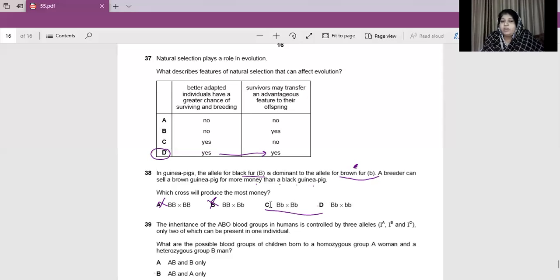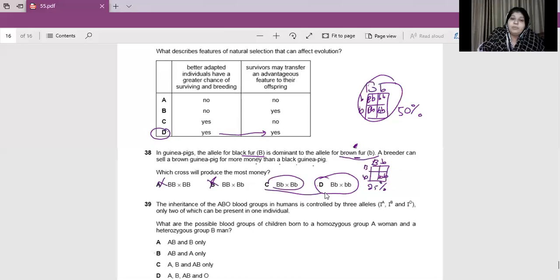Now look at this one. When we are crossing two heterozygous, I'm just making a small Punnett square: capital B small b, capital B small b. You are getting only one small b, right? He needs brown fur, right? Only 25% chances are there. For the remaining one, here you have a Punnett square, capital B small b, and here small b small b. You are getting capital B small b, small b small b, capital B small b, small b small b. So it means if the seller goes through this one, here there is a 50% chance, and here only 25%. So the seller will go for this one to get more money.